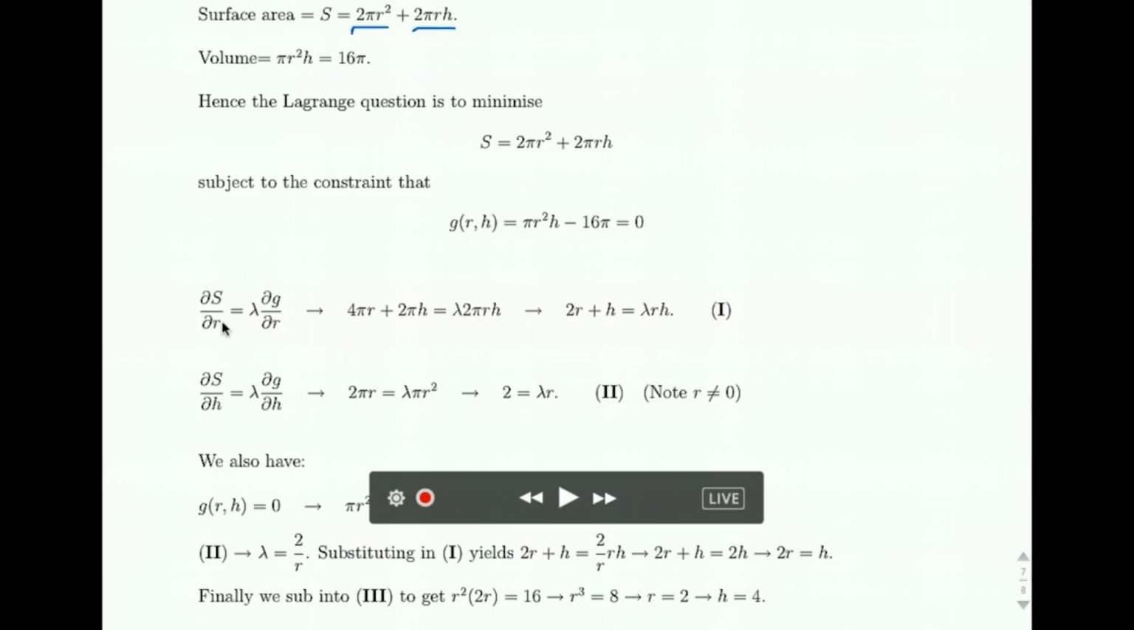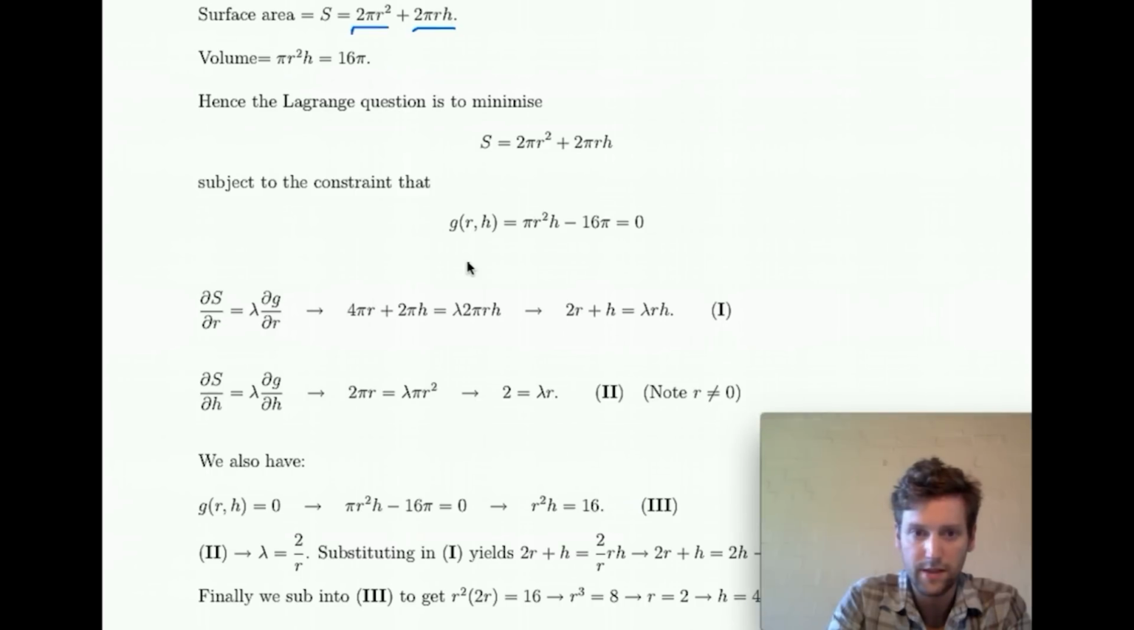The partial derivative of s with respect to r is given by 4 pi r plus 2 pi h. That's equal to lambda times the partial derivative of g, so that's lambda 2 pi r h. And I can solve that for an expression for r, h, and lambda. Likewise, I can take the partial derivative of s with respect to h and set that equal to lambda times the partial derivative of g with respect to h. That gives me an expression for lambda in terms of r.